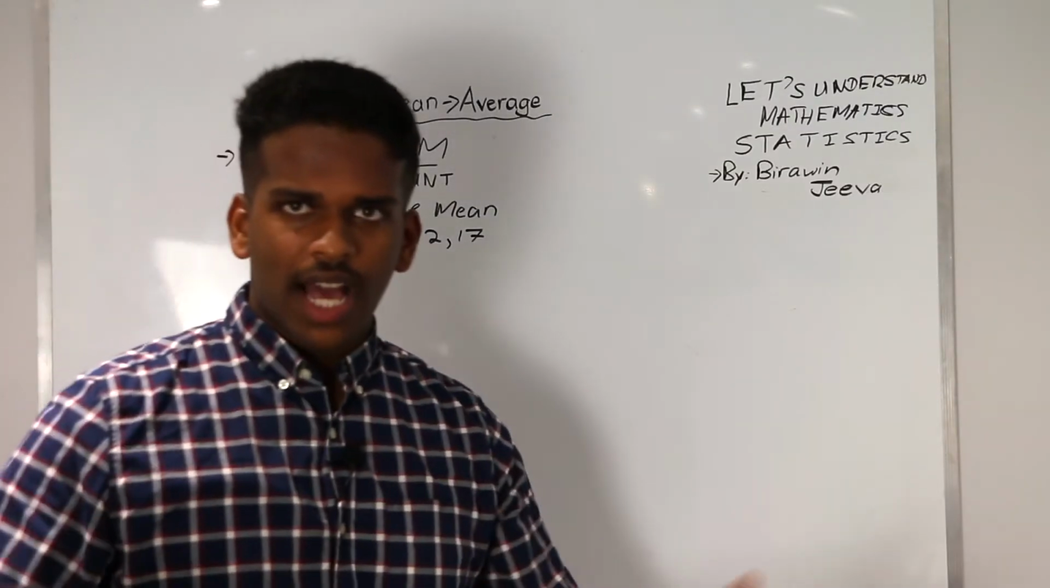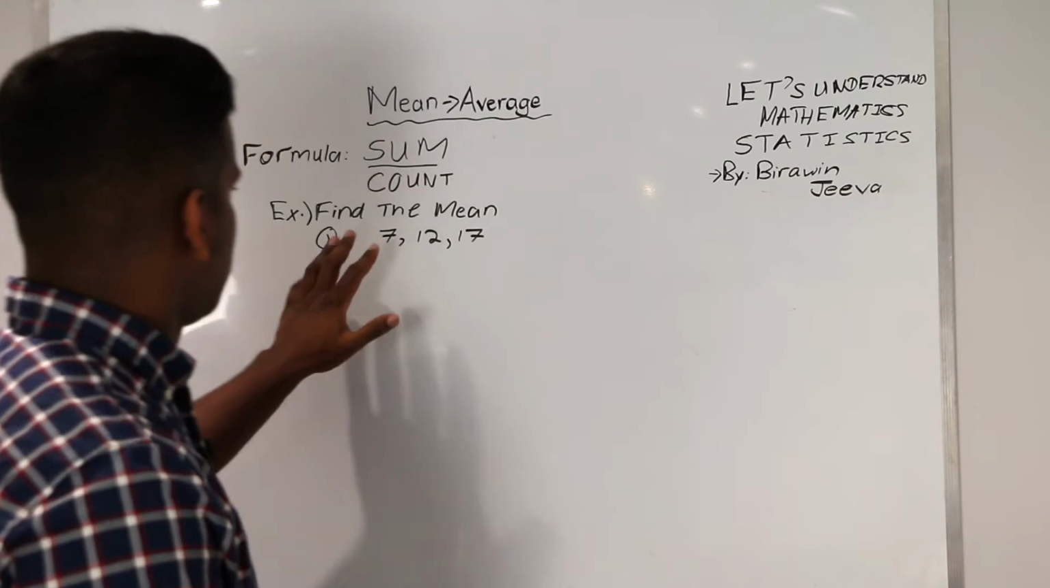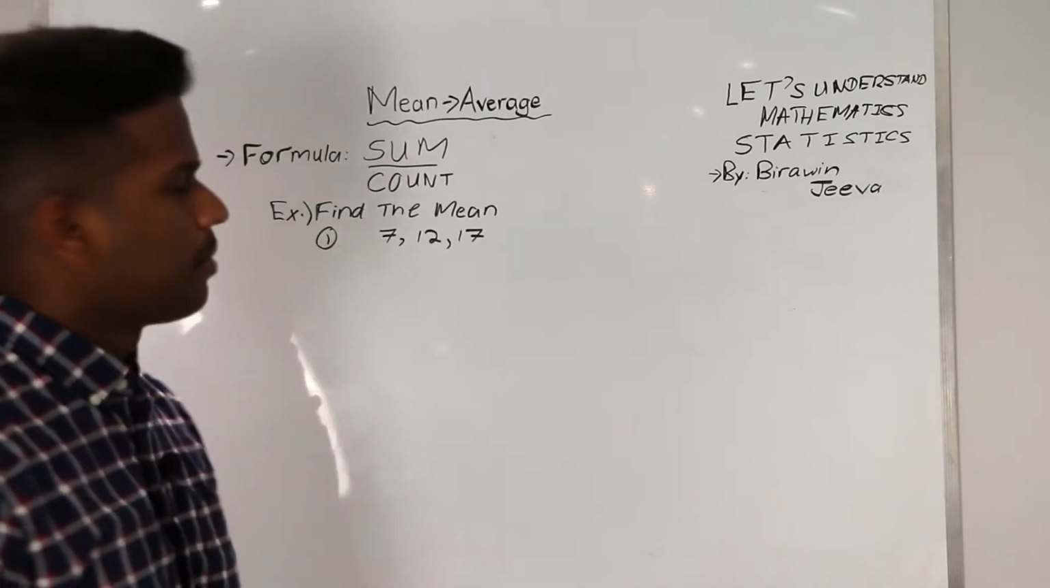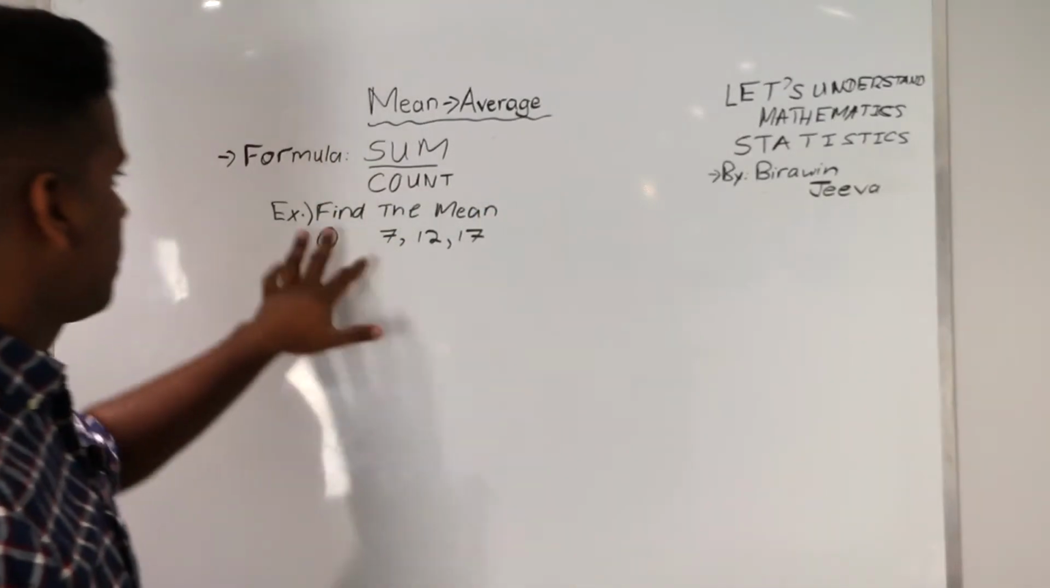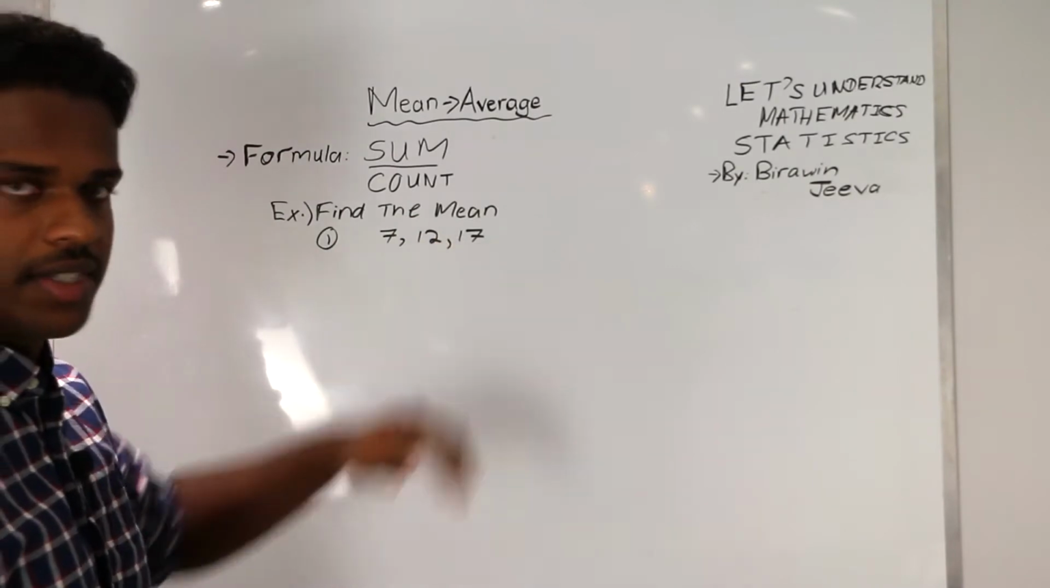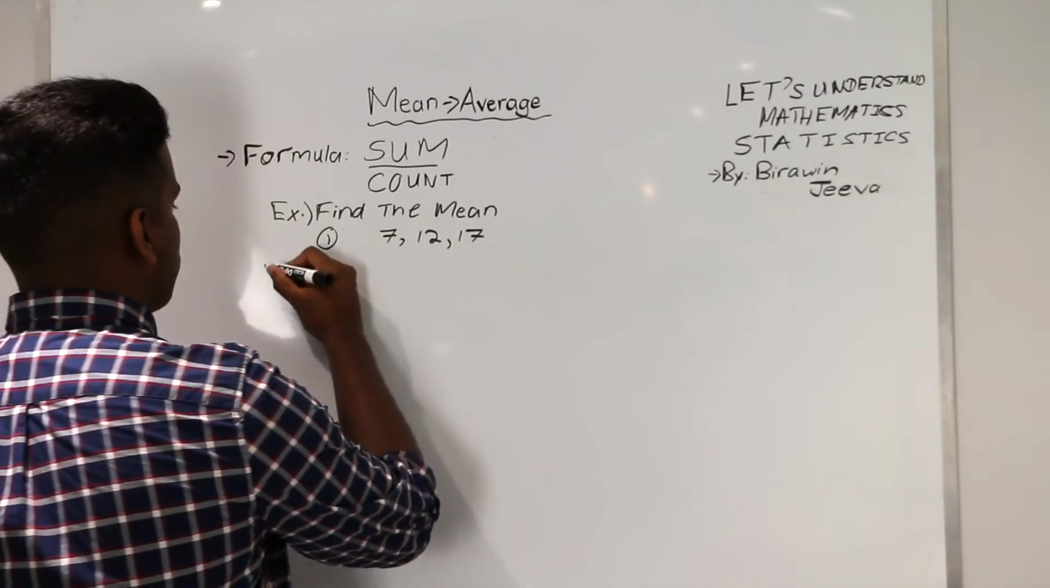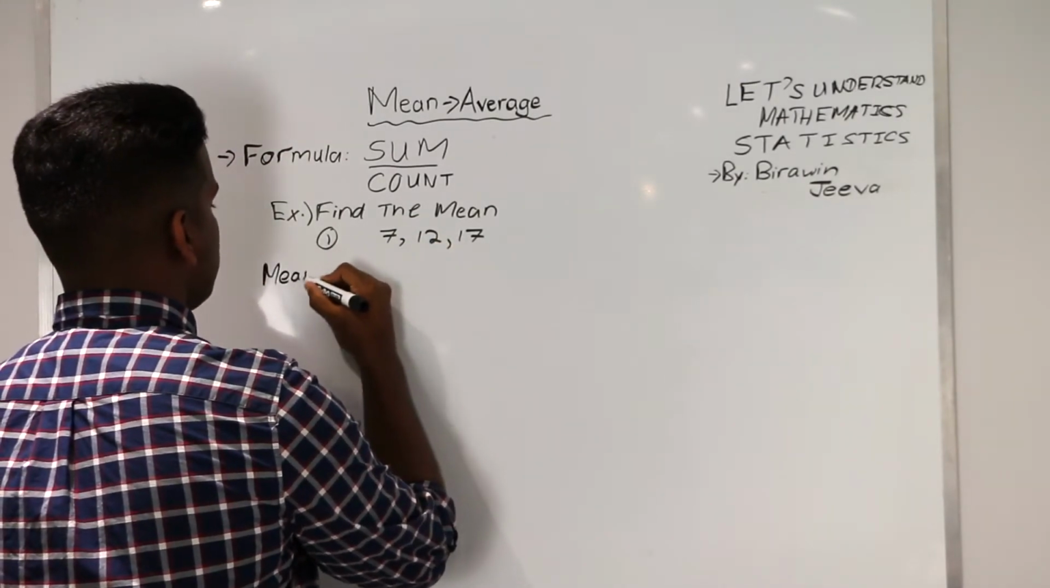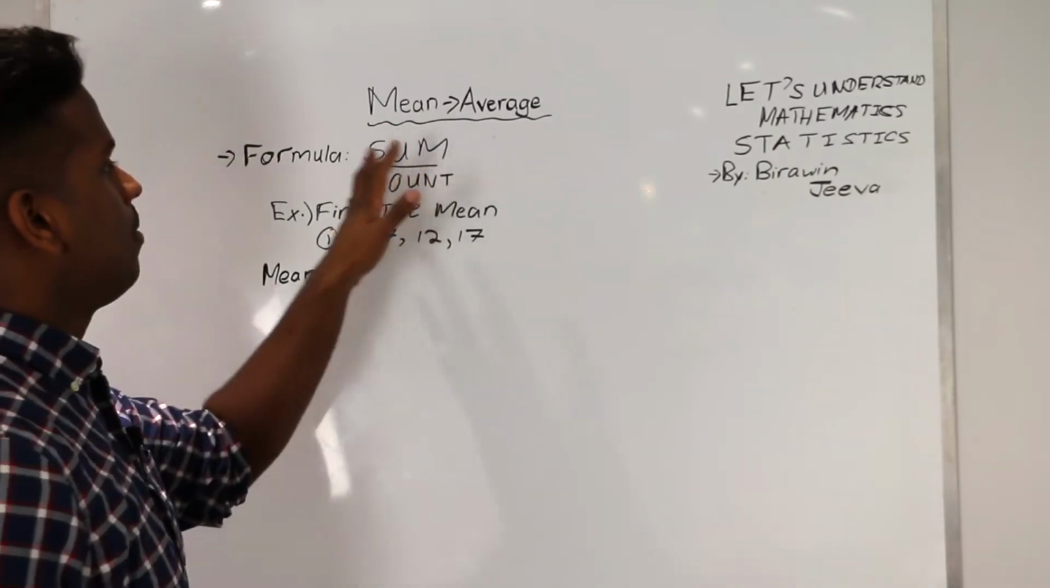Okay, welcome back once again. 7, 12, 17. We're going to start with an easy example. Find the mean of 7, 12, 17. Okay, so what do we do first? I'm going to write mean equals, and we know it's the sum over count.